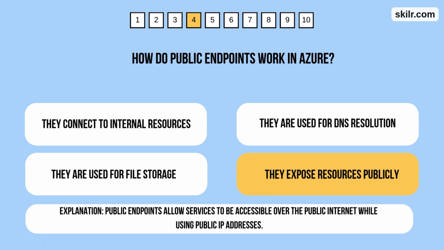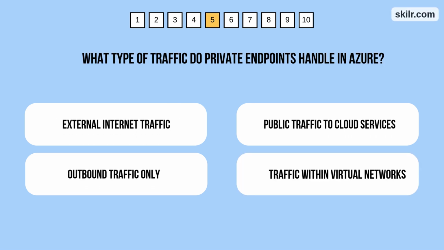The answer is, they expose resources publicly, as public endpoints allow services to be accessible over the public internet while using public IP addresses. Question 5. What type of traffic do private endpoints handle in Azure?